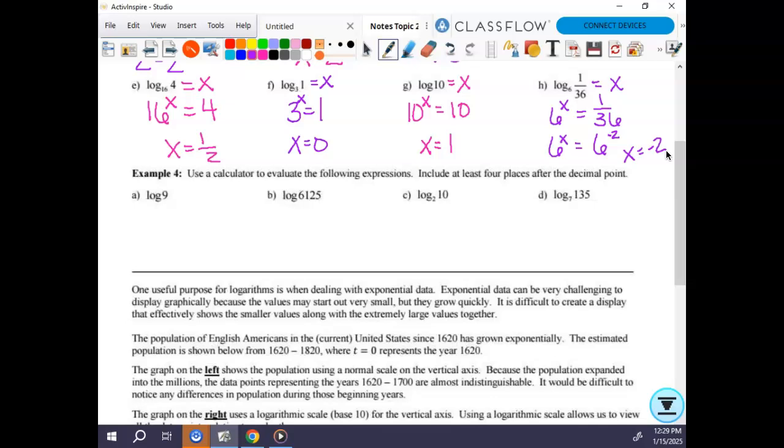So for this next one, let's just say that this was 15 to the x power equals 4. I couldn't have done that without a calculator, right? I would have to do something else. So these are ones that we couldn't do this way. We need to do them with a calculator.